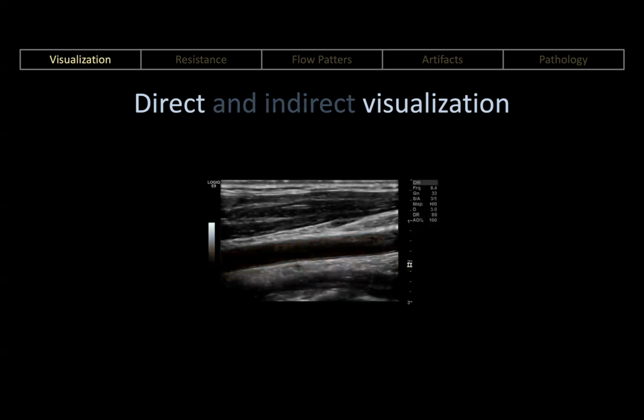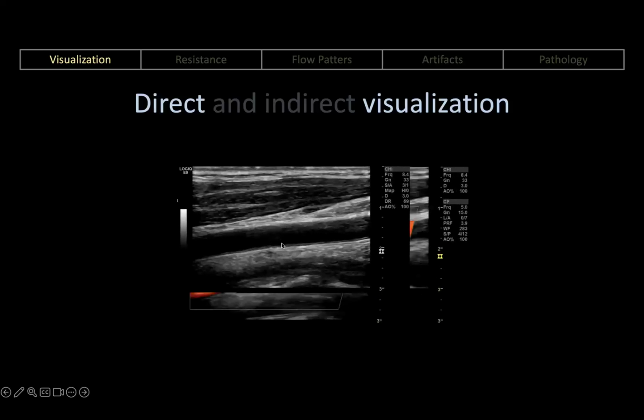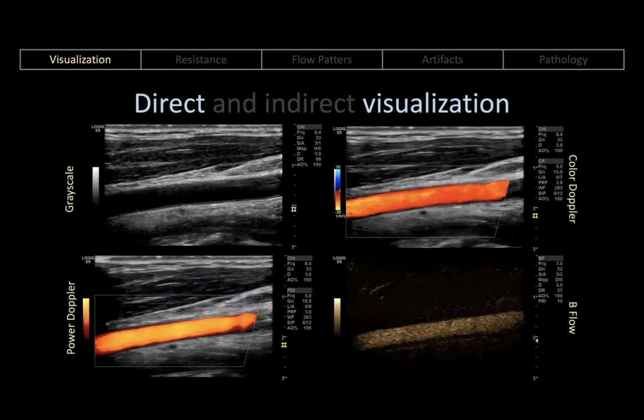So we'll start with a direct visualization of vessels. Here you can see a grayscale ultrasound of the carotid artery, and you can see the vessel here in the middle of the image. But we also have other ways that we can directly visualize flow within the vessel. Here's a color Doppler image on the top right. We have a power Doppler image on the bottom left. And then there's a B-flow mode, which is basically a grayscale image representation of flow within the blood vessels.